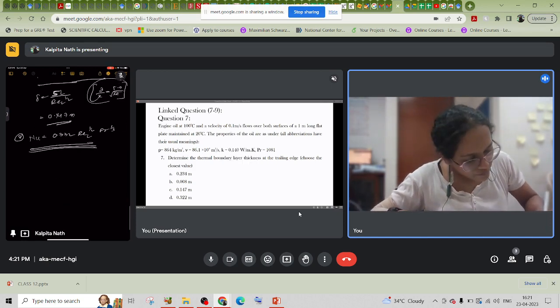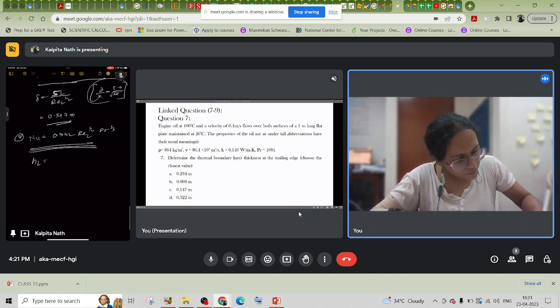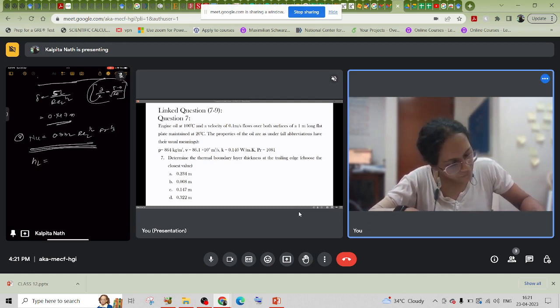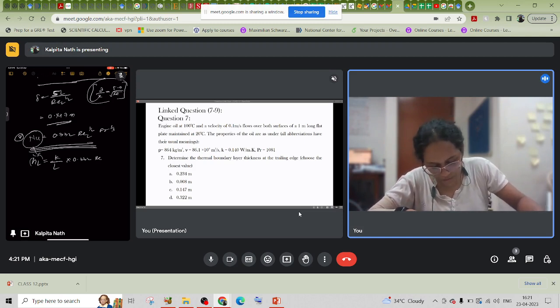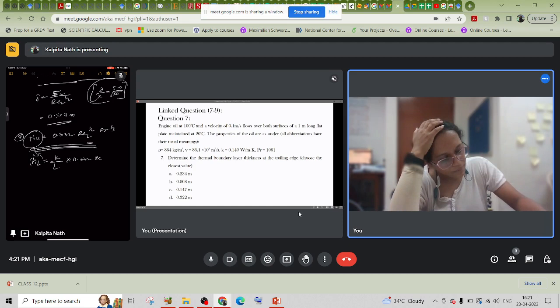By using this equation, we can find the local heat transfer coefficient, that is k upon L. Nusselt number is hL by k, right? So we can break it down: h_L is equal to k upon L into 0.332 Reynolds number to the power 1/2, Prandtl number to the power 1/3, right? If we solve this, putting in every value, we get a local heat transfer coefficient of 16.25 watt per meter square.